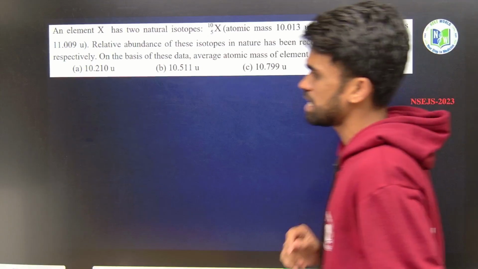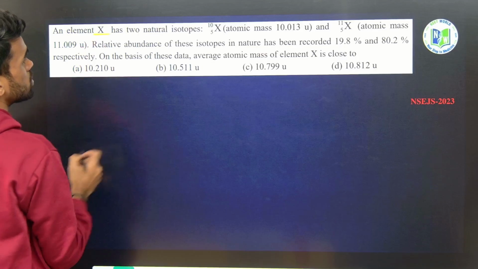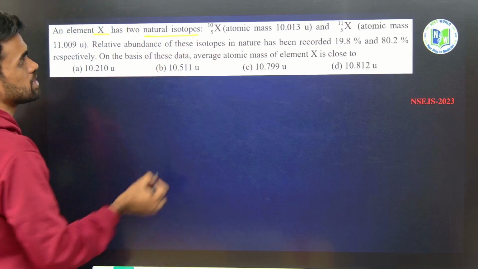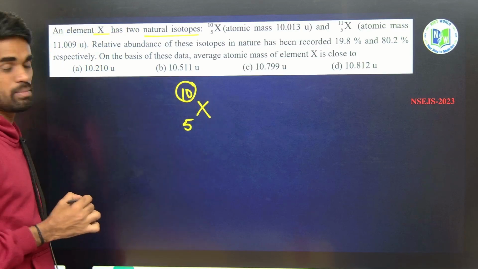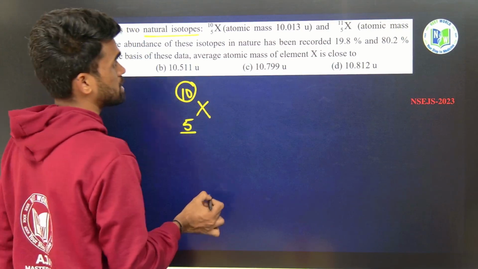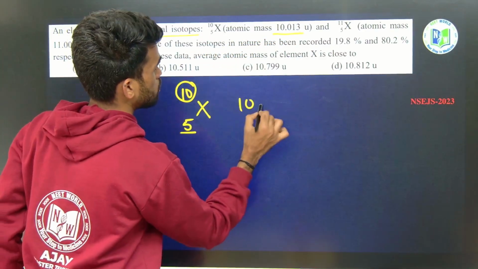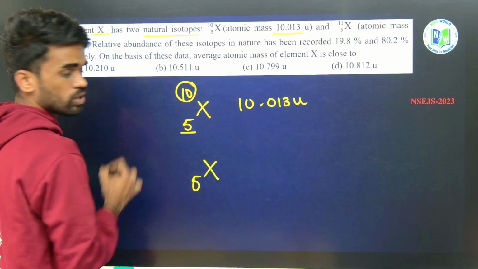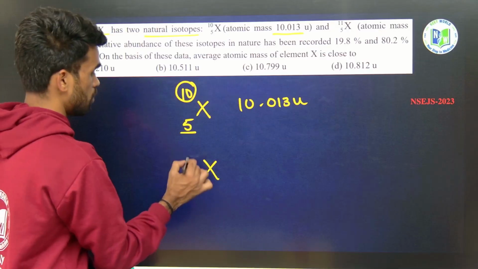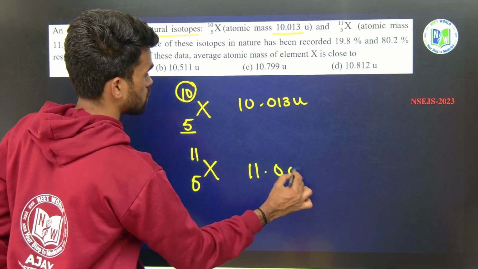Look at this, we have one more question from NSEJS 2023. The element X has two natural isotopes, that is X with atomic number 5 and mass number 10. So 10 represents the mass number of element X, and 5 represents the atomic number. Its exact mass is 10.013 units. Another one has atomic number 5 as well. Same atomic number isotopes means the mass numbers are different. Its exact atomic mass is given as 11.009 units.